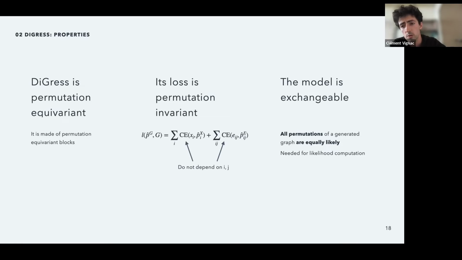And here, to get the right property, what matters is that you compute the same loss on every node and the same loss on every edge. These cross entropy losses do not depend on i and j. So we have this property as well, but these two properties are not always enough. They're enough for sampling, but not enough for computing likelihood. Because the likelihood of a graph is the sum of the likelihoods of all the adjacency matrices that represent this graph, and of course you don't want to do a sum over all permutations. But if you have exchangeability, which means that all the permutations are equally likely, then you don't have to compute this sum. That's why we might want exchangeability.